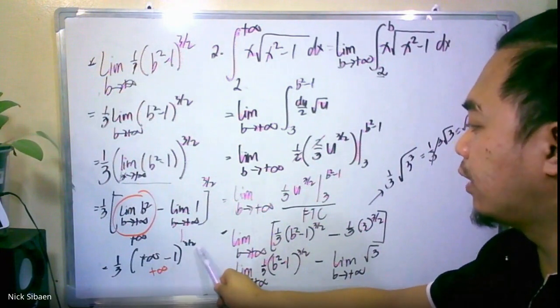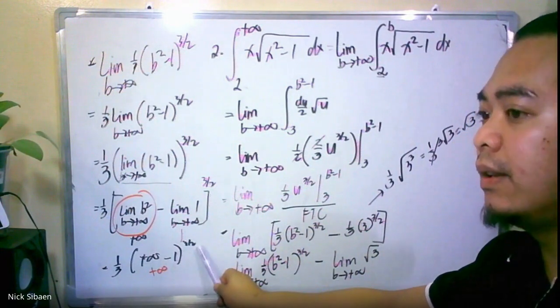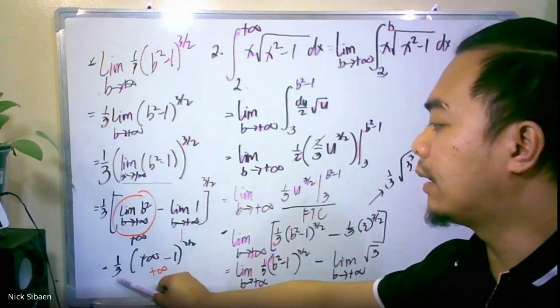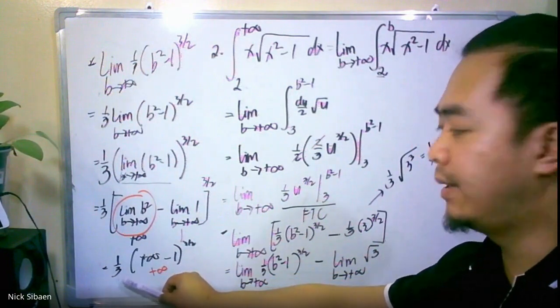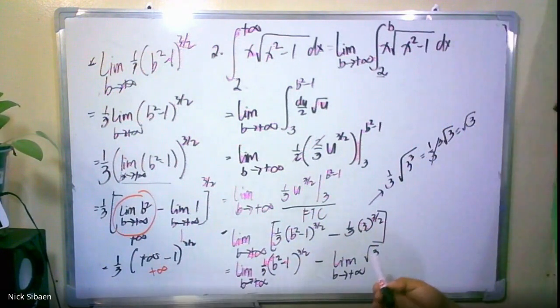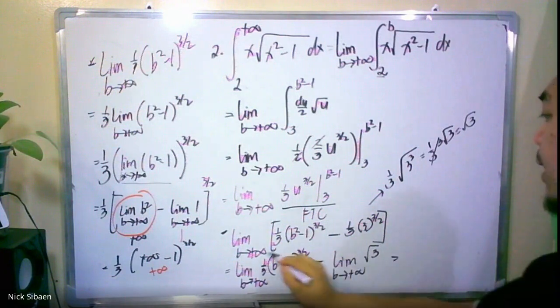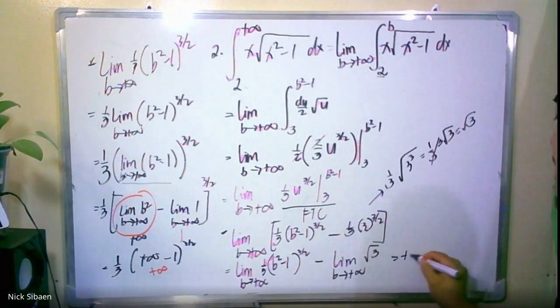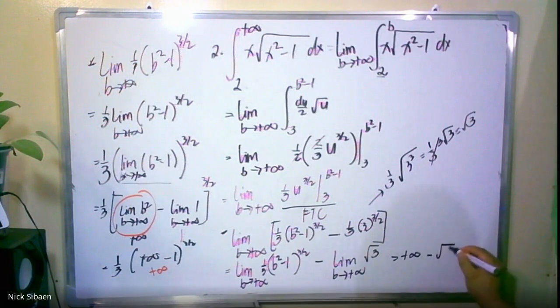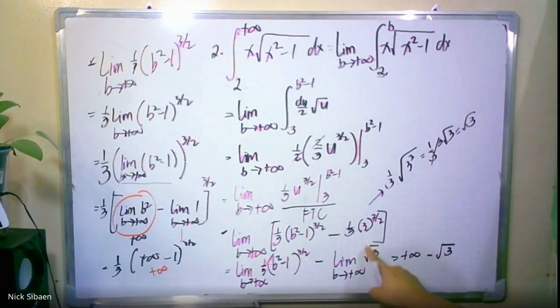If you raise it to 3/2, magiging positive infinity pa rin siya. If you multiply it to a constant 1/3, magiging positive infinity pa rin siya. So all in all, ang sagot natin dito, for this limit, ay positive infinity minus square root of 3. Sabi natin kanina, this is square root of 3. So what is positive infinity minus constant? That is still using property 11 in your module. The answer is positive infinity.